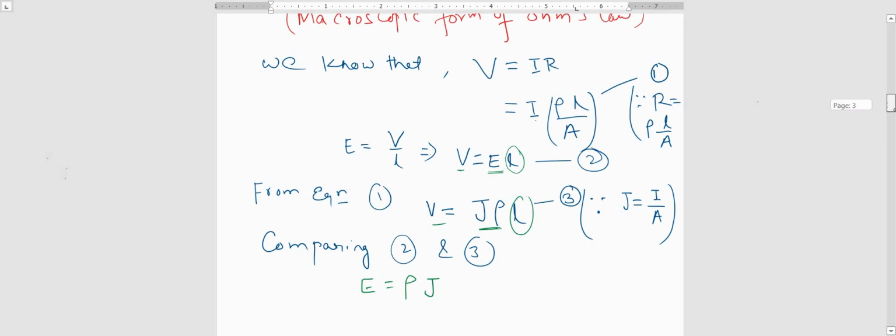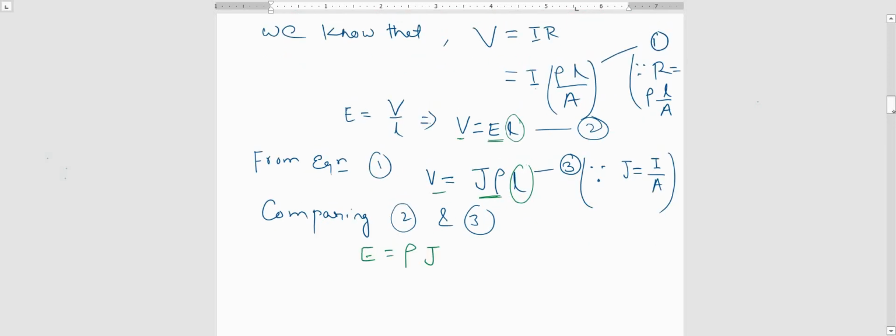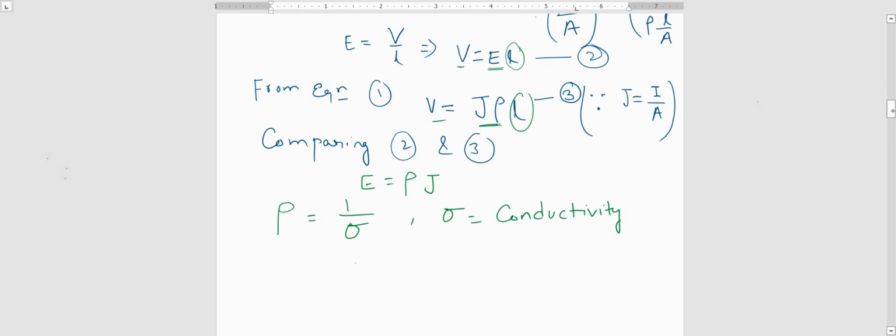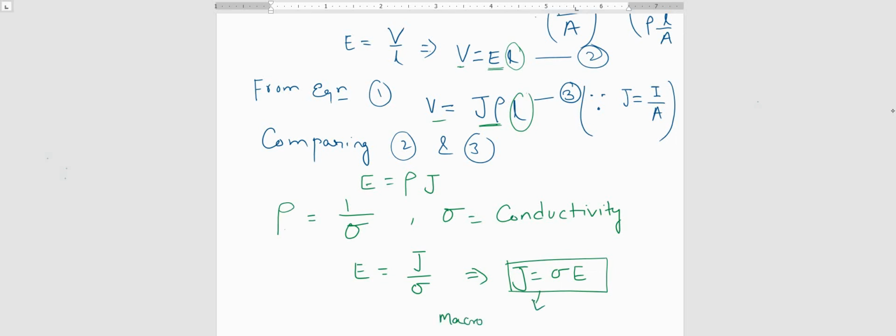Okay. Another thing: this rho is called resistivity. It is equal to 1 divided by sigma, where sigma is called the conductivity. Conductivity is the reverse of resistivity. Resistivity means how much opposition it gives to the flow of current; conductivity means how easily current can flow. So I will write here, E is equal to rho J, and 1 by rho is equal to 1 by sigma. So I am getting J by sigma. This gives me J is equal to sigma into E. So this relation is called the equivalent form of Ohm's law, or the macroscopic form of Ohm's law.